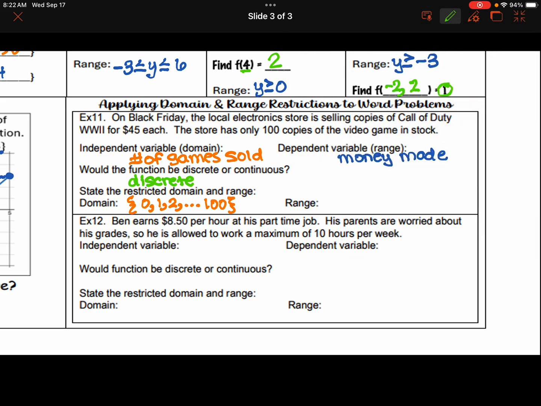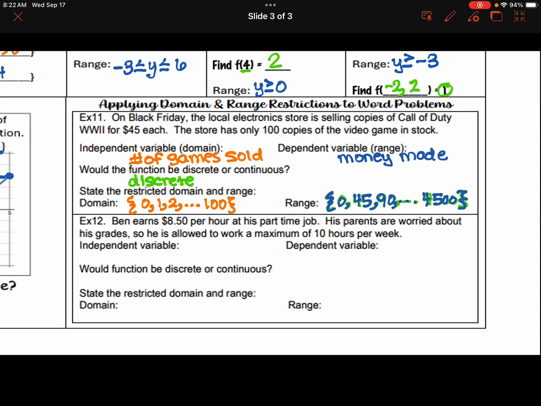The range on this word problem, again, starting at 0, and every time I sell a video game, it was $45. So 1 sold is 45, 2 sold is 90, and then again, I'm going to go ... And if I were to sell all 100, I would have made $4,500. So there's my range. And sorry, I should have done that in blue. I've been color coding everything. And then I got silly thinking about money and went to green. But we're doing range, so blue.